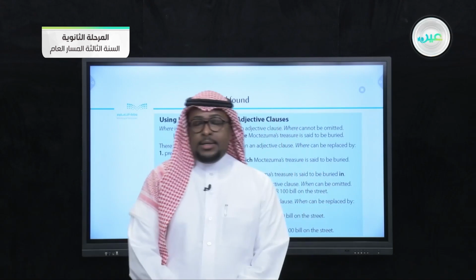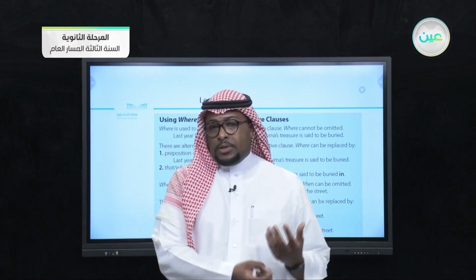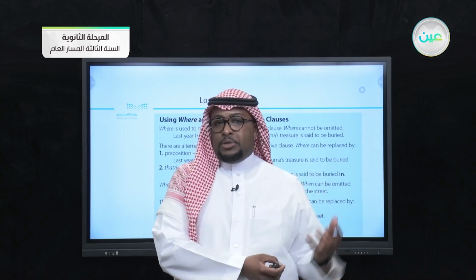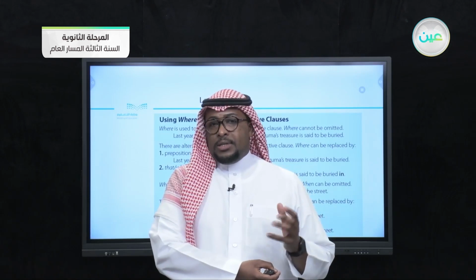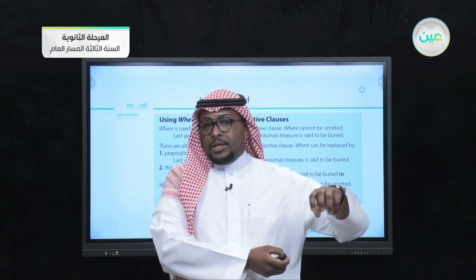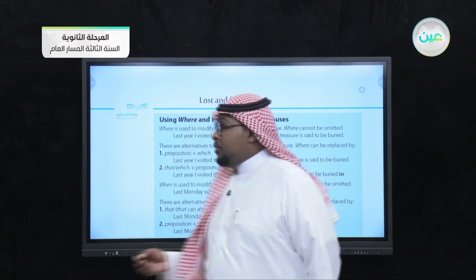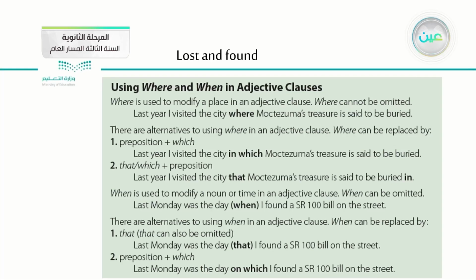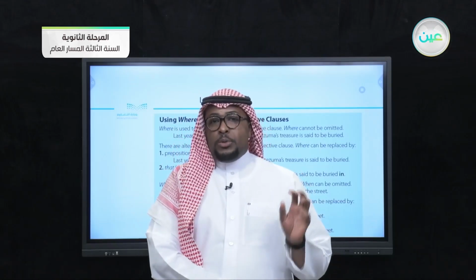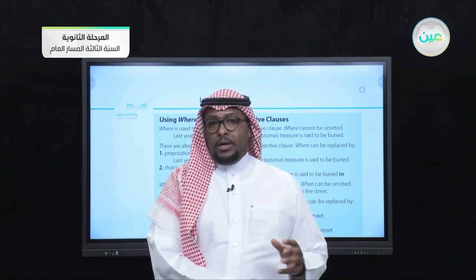Let us, guys, introduce the clause and what the clause is. Of course, a clause consists of subject, verb, and object, the same as we do in a regular sentence. But it's special with some words. If we go over this part, which is our today's lesson, as you see here, where is used to modify a place in an adjective clause. Where cannot be omitted. We use where to modify the place of such a thing.